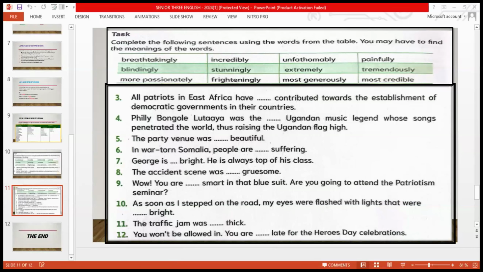Okay, I think the answer is blinding. Yeah, read the sentence and complete it. As soon as I stepped on the road, my eyes were flashed with lights that were blindingly bright. Thank you. That's correct. Second last for today.